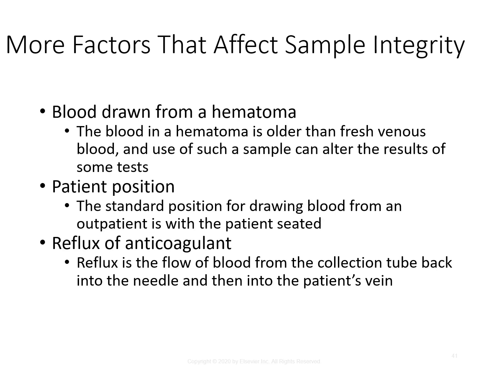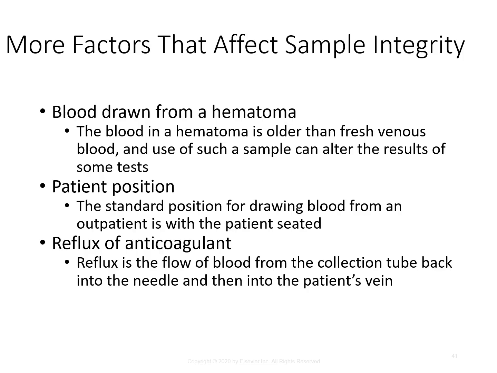Some more factors that can affect sample integrity include blood that is drawn from a hematoma. The blood in a hematoma is actually older than the blood that we would get from a vein, and use of that blood could alter the results of some of those tests. The most frequent cause of hematoma is improper insertion or removal of the needle, and that causes the blood to leak or be forced into the surrounding tissues.